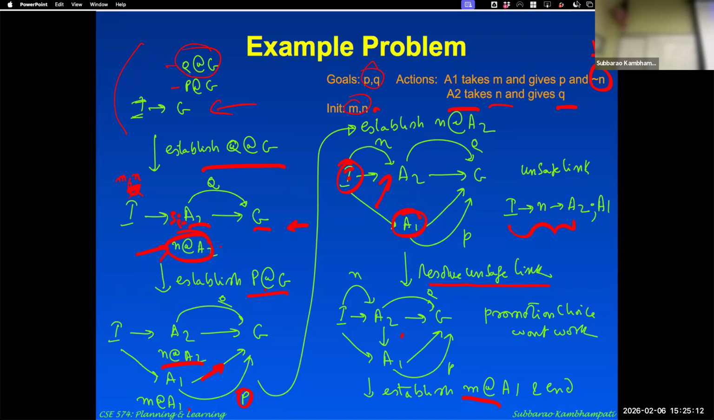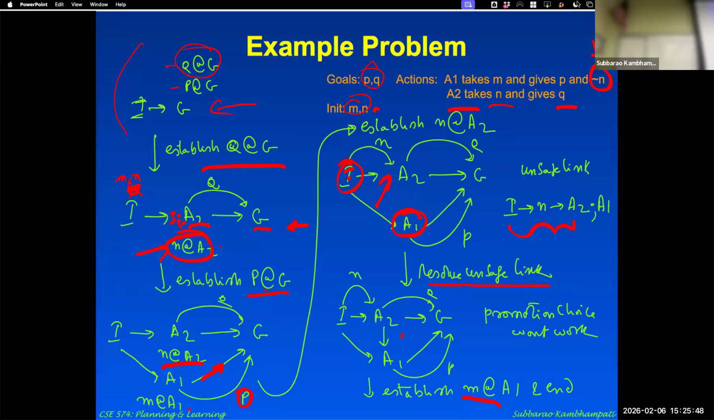So simple establishment, there's no step addition. In fact, there are no step addition possibilities anyway, because none of the two actions are giving N. So I will decide to do simple establishment. When I do simple establishment, I is already coming necessarily before it. By the way, in a partial ordering, there is this notion of necessarily before and possibly before.